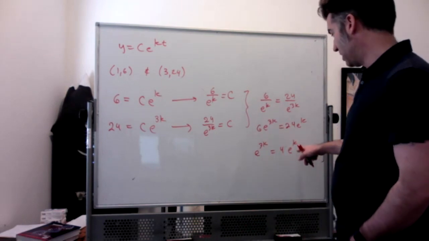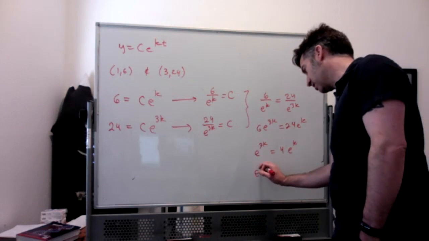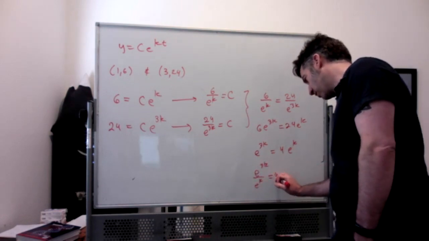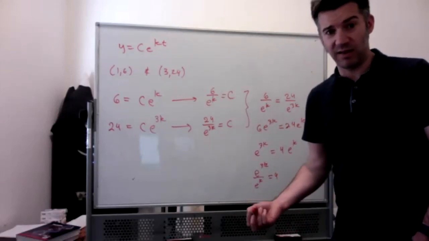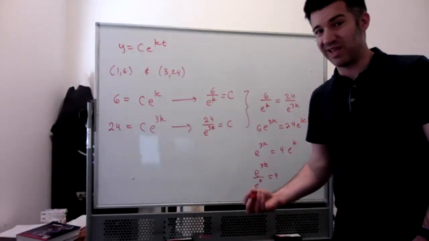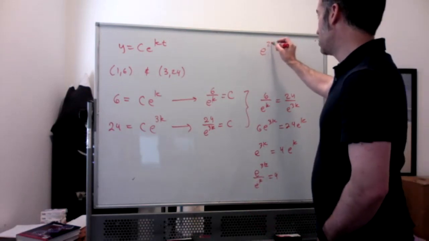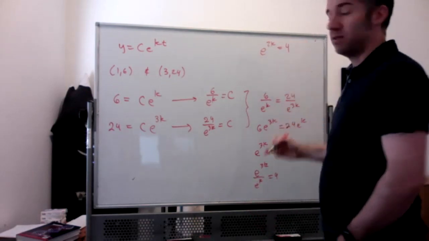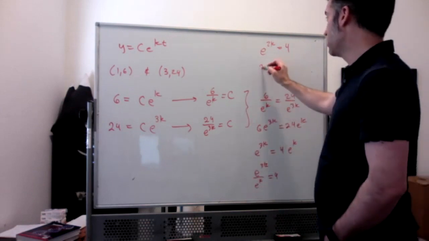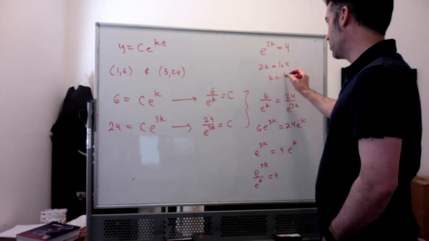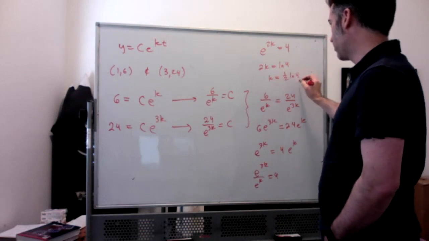And then if I divide both sides by e to the k, I get e to the 3k divided by e to the k equals 4. E to the 3k divided by e to the k, we subtract those powers, and 3k minus k is 2k. So I really have e to the 2k equals 4. Take the natural log of both sides. 2k equals the natural log of 4. So k equals 1/2 natural log of 4.